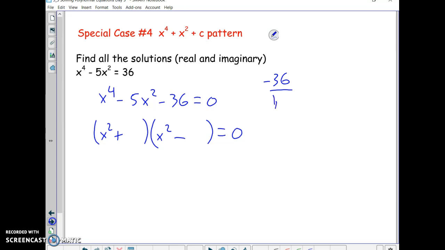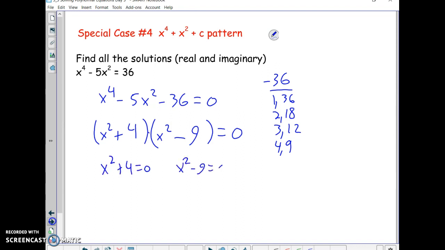And then I'm just going to write 1 and 36, 2 and 18, that doesn't work yet. 3 and 12, no dice yet. 4 and 9, I think that's going to work. Those are 5 apart. So if we use the 9 is negative, the 4 is positive, that should work. And now just set each little factor to 0. So x squared plus 4 equals 0, x squared minus 9 equals 0.